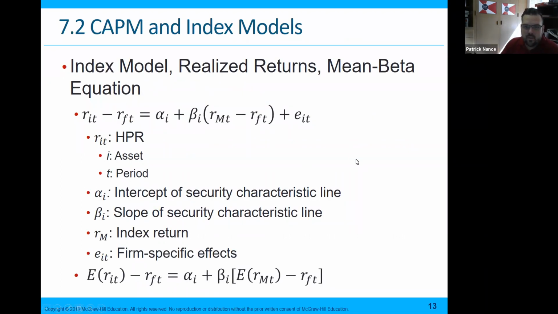So, the index model realized mean beta equation. R_it is the holding period return, where i is the asset and t is the period. Then we have our alpha, the intercept of the security characteristic line. Our beta is the slope of the security characteristic line. We have our alpha and our beta, on a return index for a given period, and then the firm-specific effects are out here.